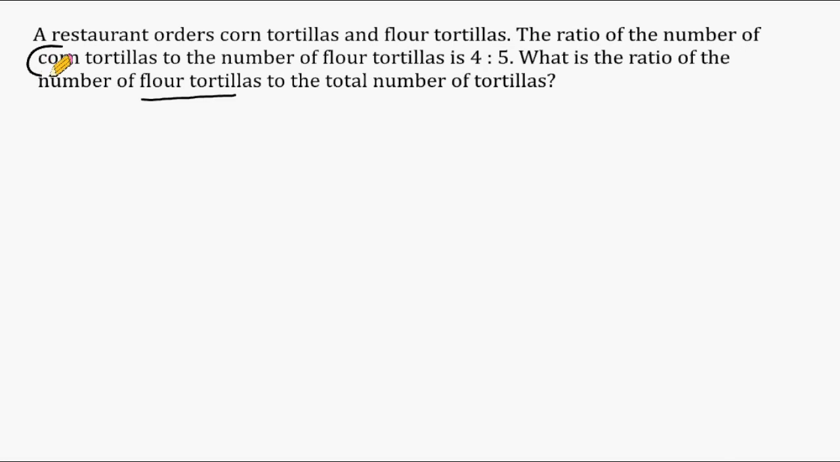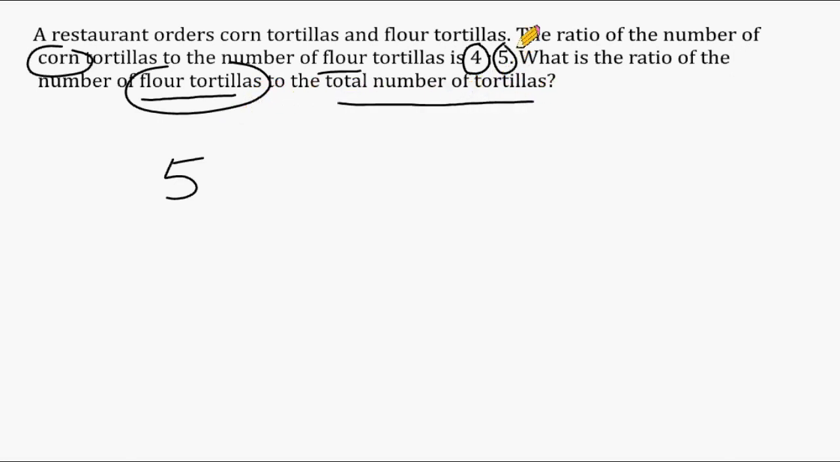Because they say corn first, the first number in our ratio represents the number of corn tortillas, so the number of flour tortillas is 5. And the question is asking for the number of flour tortillas first. So we're going to state that there are 5 flour tortillas. And we want to express that as a ratio to the total number of tortillas.